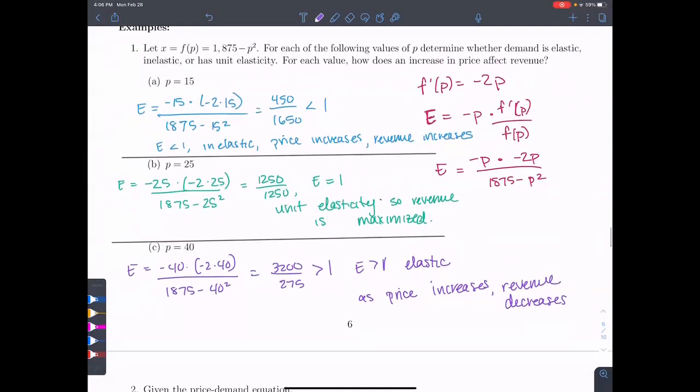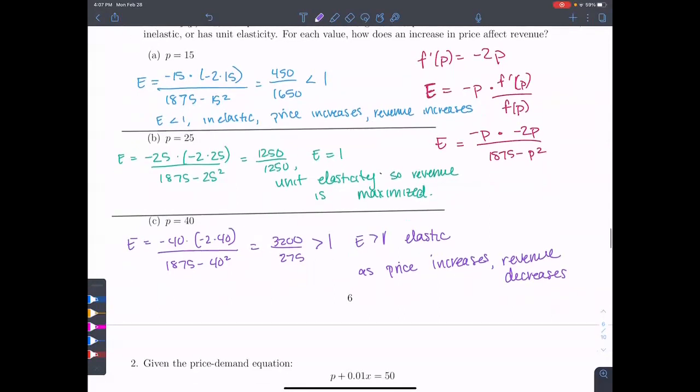So there you have an example where we get something that's inelastic, which means as the price increases, the demand does not change very much, so the revenue will increase. When P is 25, we have maximized the revenue because we have unit elasticity. We're at that sweet spot. And then P equals 40, we're in an elastic situation. So if you change the price a little bit, it's going to change the demand a lot, and therefore the revenue will decrease because as price goes up, demand goes down.